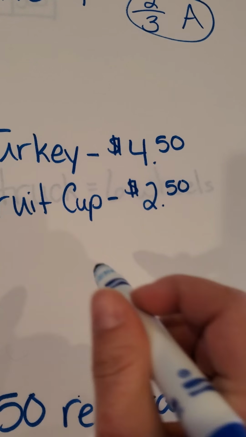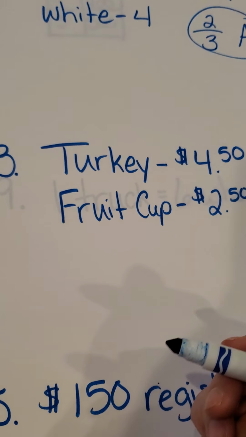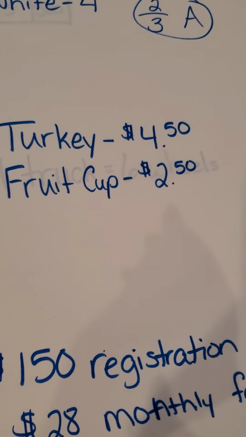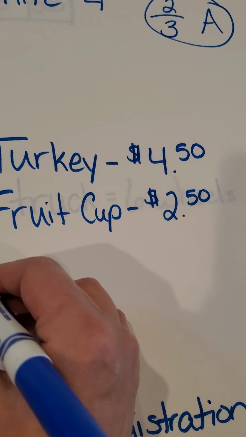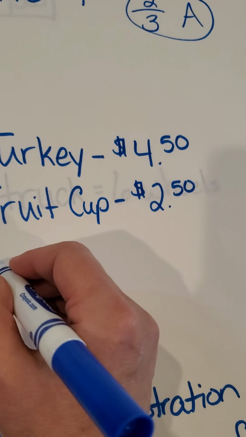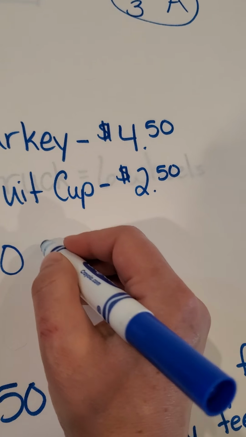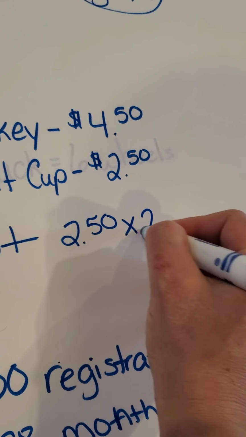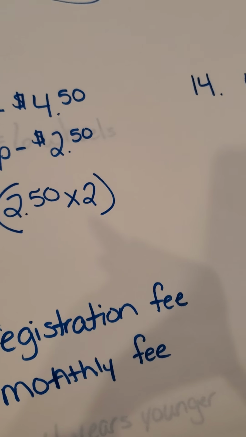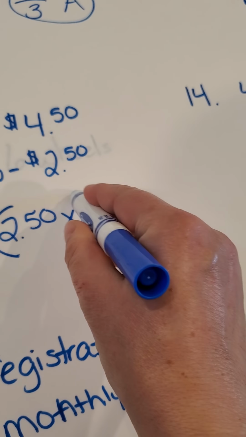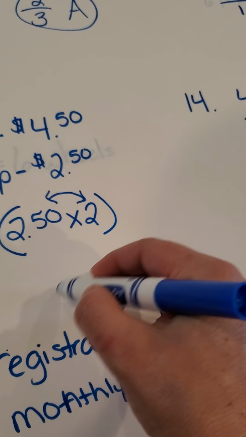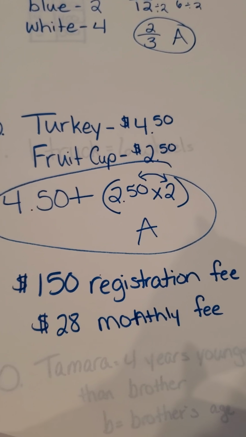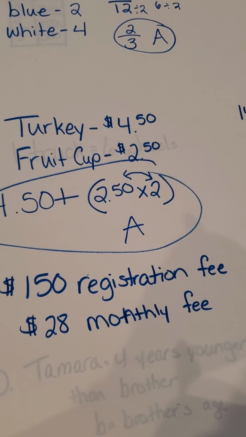Number 13. Lucida orders a turkey sandwich and 2 fruit cups. We need to figure out how much money she's going to spend, or at least figure out the expression. So we have 1 turkey sandwich for $4.50. We're going to add that to fruit cups, but she wants 2. So we're going to put that in parentheses because we need to multiply that first. And these are swapped in the answer, which is fine, which would be A. 450 plus 250 times 2 is A.